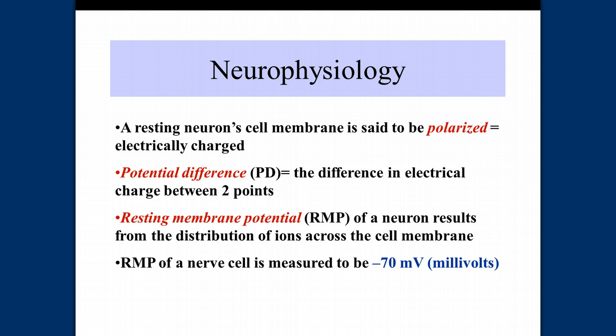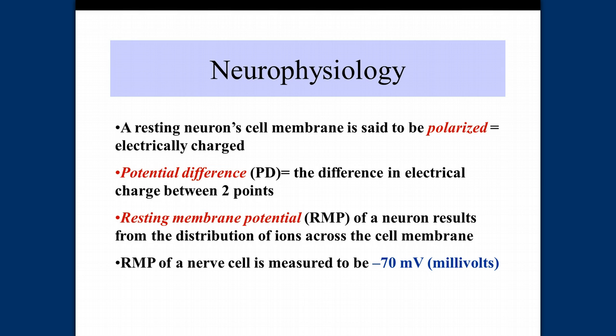Now, potential difference is the difference in electrical charge between 2 points. In this case, we're talking about the outside of the cell membrane as compared to the inside of the cell membrane, because the charge inside the cell is different than the charge on the outside. Potential difference between 2 points, and these 2 points are across the membrane. Now, a resting membrane is nothing's happening. Resting membrane potential of a neuron results from the distribution of ions across a cell membrane.